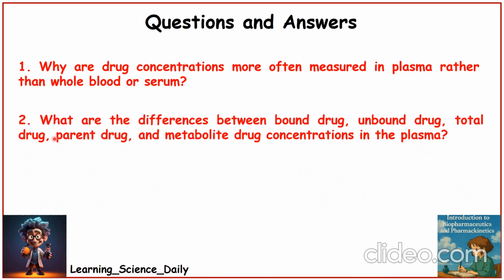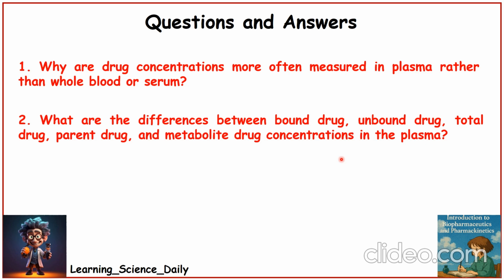Now, second question, what are the differences between bound drug, unbound drug, total drug, parent drug, and metabolite drug concentrations in the plasma? Here's a simple explanation of these terms. Bound drug concentration is the portion of the drug that is attached to plasma proteins like albumin, and is inactive because it cannot easily enter tissues or have an effect. An unbound drug concentration is the free portion of the drug in plasma that is not attached to proteins, and is active, able to move into tissues and produce effects.